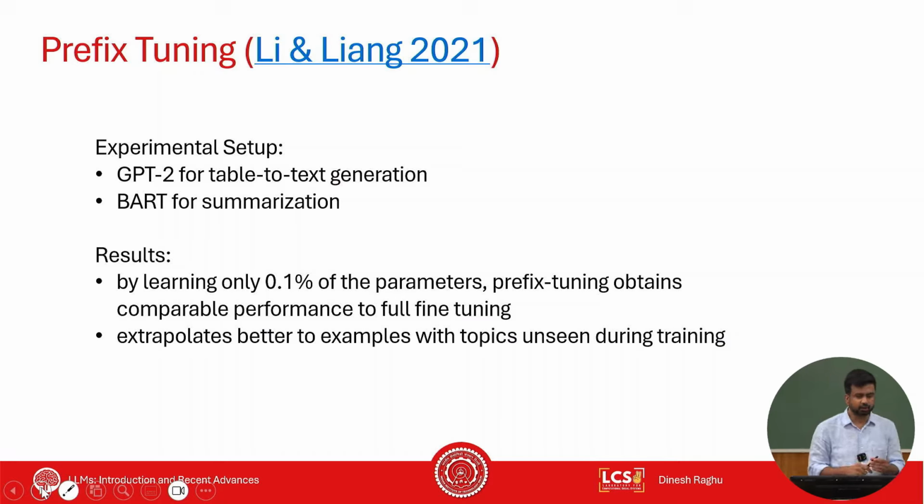So they trained a decoder only model. At that point in time, it was GPT-2 for table to text, and then they trained BART for summarization, right? And what they found is that by using only 0.1% of parameters in these models, they were able to get comparable results to full fine tuning, for each of the two models separately. Again, the same thing that we saw for soft prompting is that prefix tuning also works well on unseen domains as well.